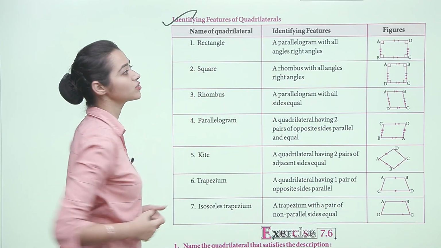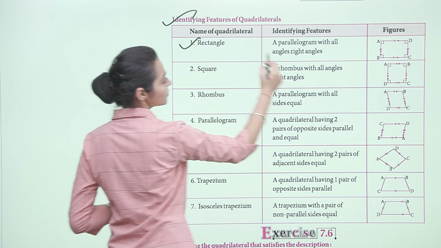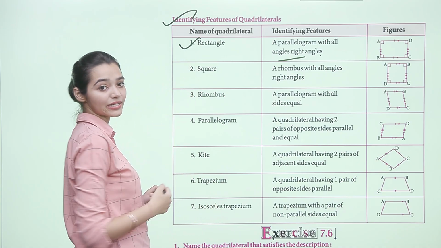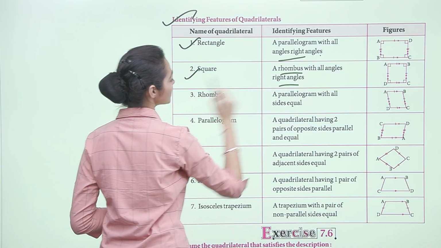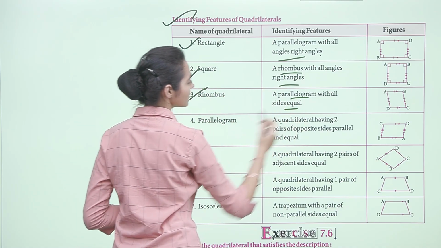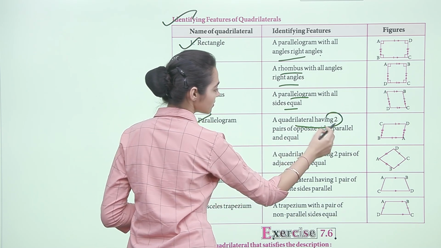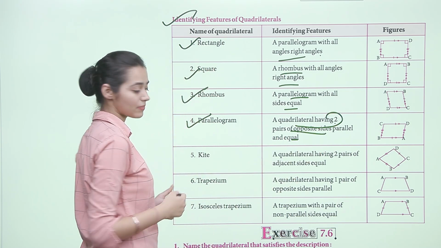Here are the identifying features of a quadrilateral. Rectangle, parallelogram with all angles right angles. Square, rhombus with all angles right angles. Rhombus, parallelogram with all sides equal. Parallelogram, a quadrilateral having 2 pairs of opposite sides equal and parallel.